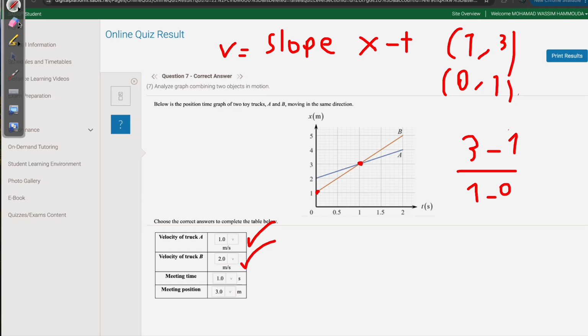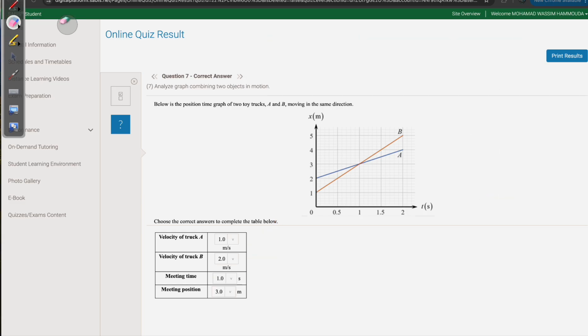The meeting time is easy. It will just be the x-axis value of the intersection. This is the intersection. On the x-axis, it is at 1 second. And then the meeting position will be the y-axis value, since that is the position. So 3 meters. Number 8.